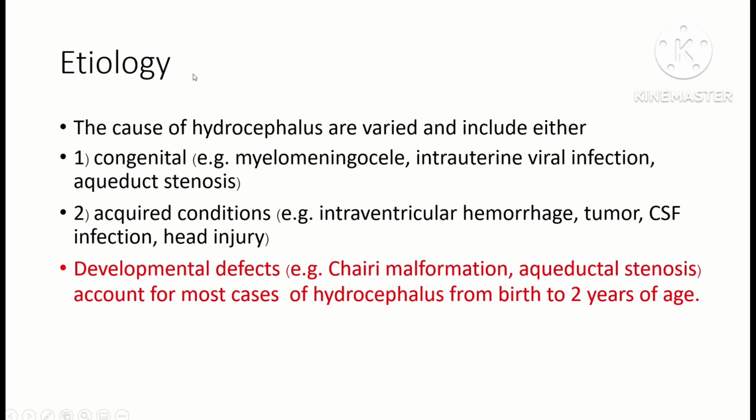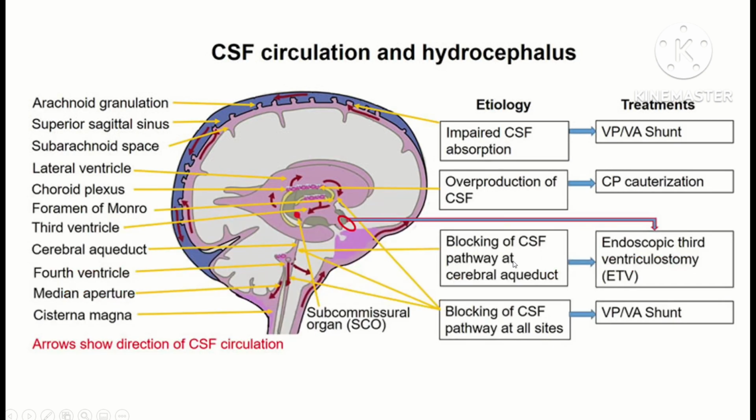Okay. Etiology. The causes of hydrocephalus are various and include, first, congenital, meaning since birth. Examples are meningocele, and intrauterine viral infection, meaning viral infection in the womb of the mother. Aqueduct stenosis means, like in this picture, the blocking of the CSF pathway at the cerebral aqueduct, like here.